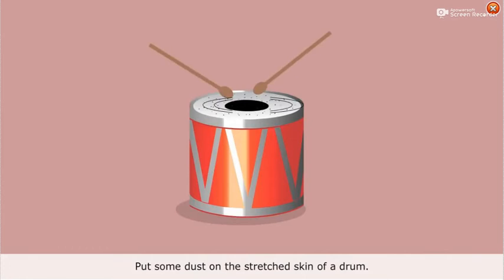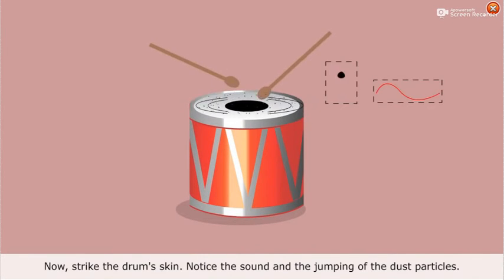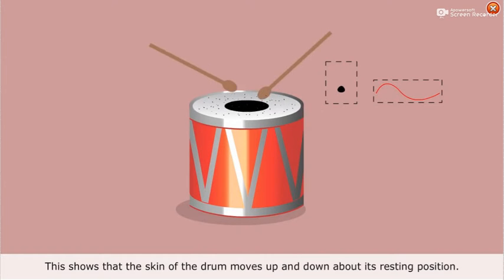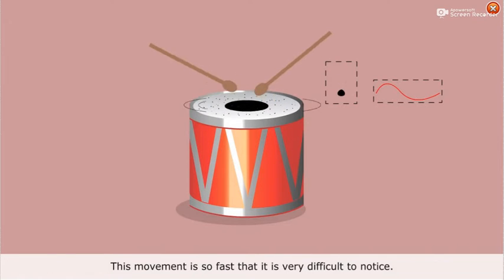Put some dust on the stretched skin of a drum. Now, strike the drum's skin. Notice the sound and the jumping of the dust particles. This shows that the skin of the drum moves up and down about its resting position. This movement is so fast that it is very difficult to notice.